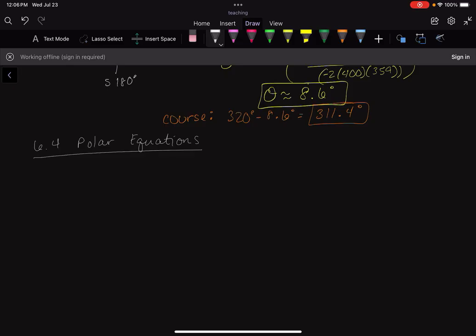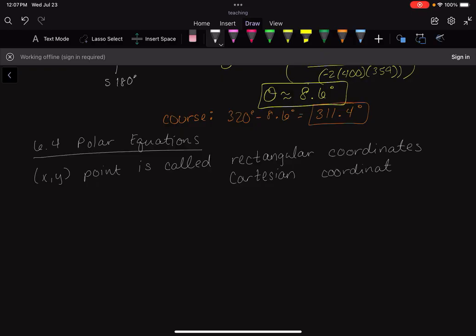Really more what we're going to be doing is talking about polar coordinates. So let me kind of explain what that is. An XY point is called rectangular coordinates, or sometimes they can be called Cartesian coordinates. But they're just graphed on like the normal XY plane that you've seen for the most part in your life.